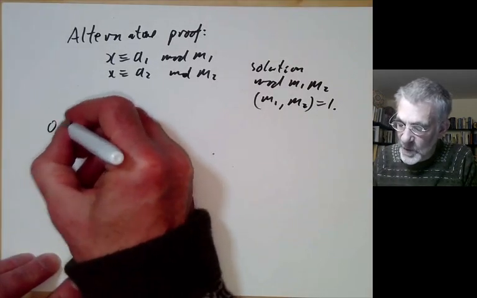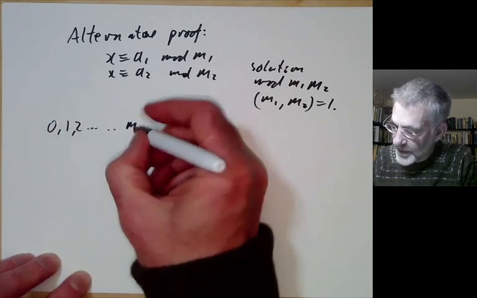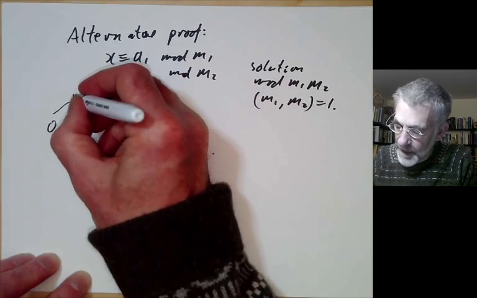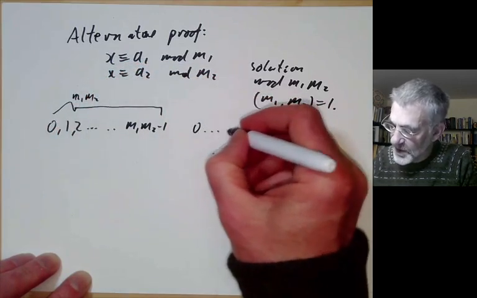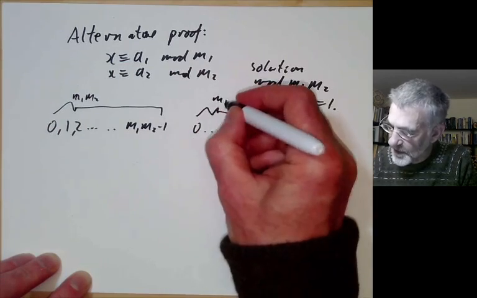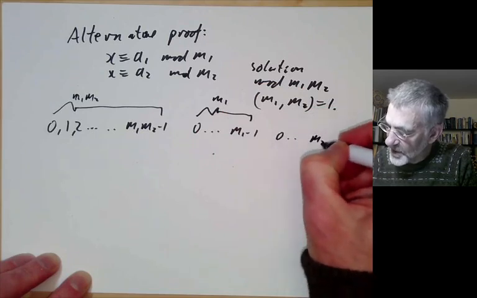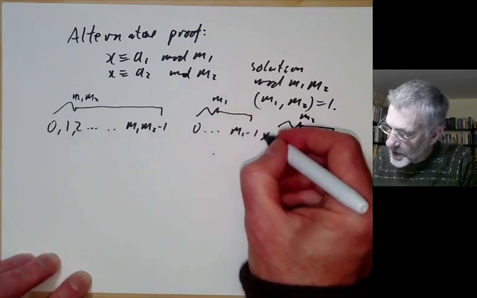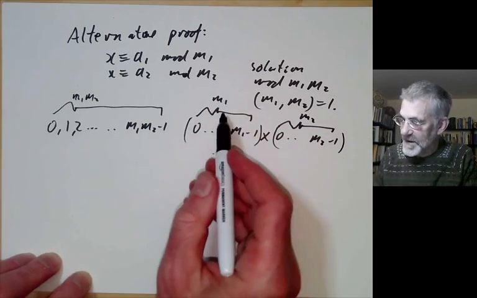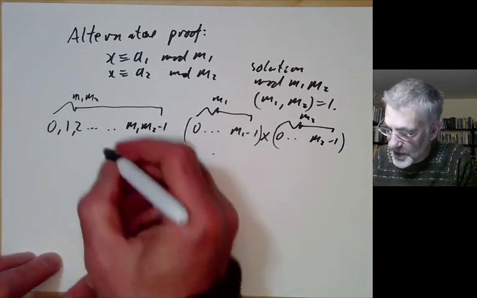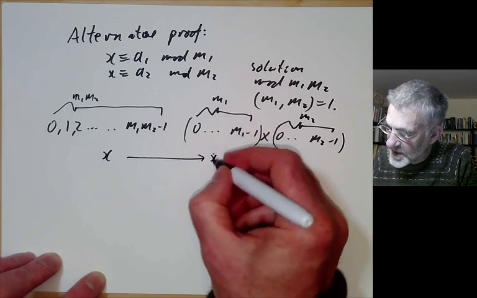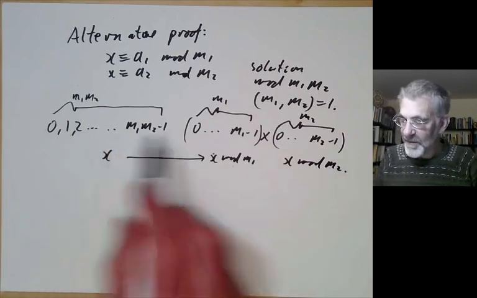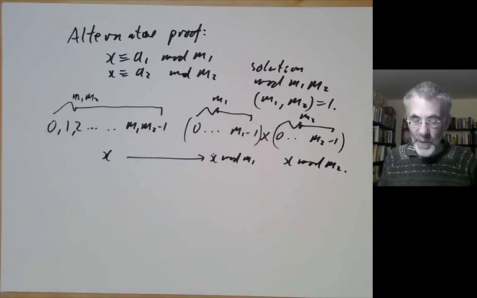So what we do is we write down all the numbers 0, 1, 2 up to m1 m2 minus 1 here, and there are m1 m2 of these, and we write out all the numbers from 0 up to m1 minus 1 here, and there are obviously m1 of these, and we write out all the numbers 0 up to m2 minus 1, and of course there are m2 of these. And now we have a map from this set here to the product of these two sets. So the product of this set has m1 m2 elements, and this set has m1 m2 elements. And if we take a number x here, we can just map it to x modulo m1, x modulo m2. So we've got a map between two sets of the same size. And let's try and think about whether this is a bijection.